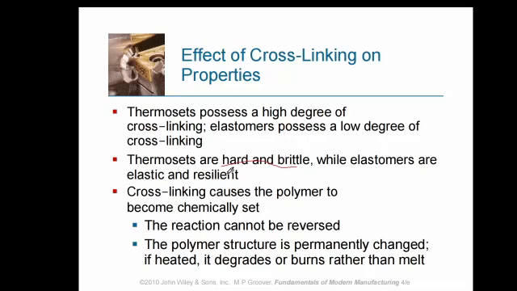Whilst elastomers are elastic, are extensible and are resilient. The cross-linking causes the polymer to become chemically set, and this chemical set is permanent. This reaction cannot be reversed. If you heat further, the polymer then degrades and turns to a char rather than melt.